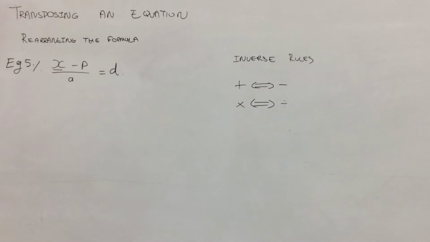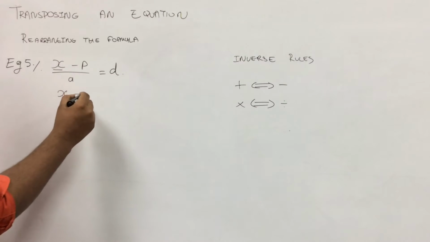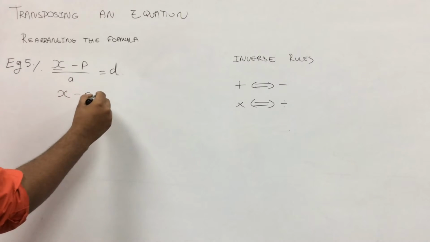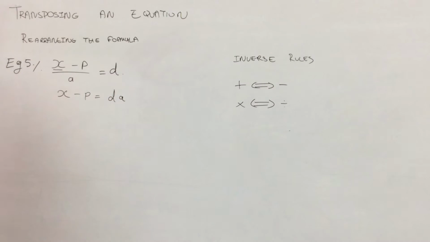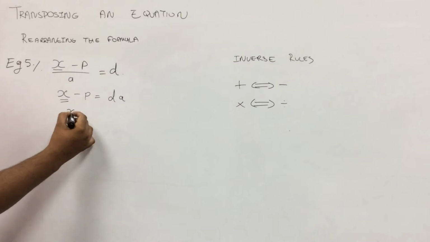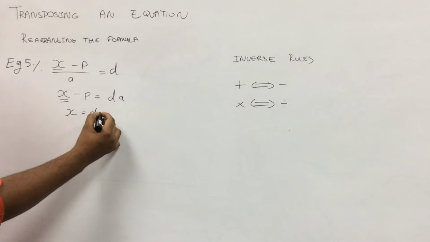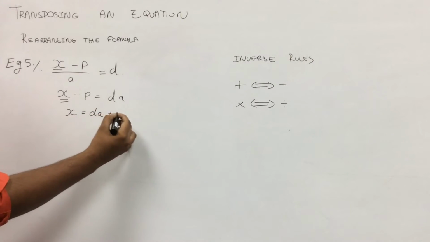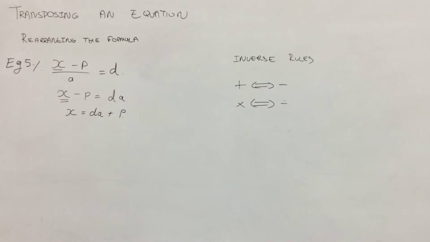x minus p over a is equal to d. We want to make x the subject of the formula, so we take the divide by a on the left hand side, carry it across the equal sign, so we multiply by a. We still have x on this side, so we take the minus p from the left hand side, carry it across the equal sign, so you get plus p. Therefore, the equation reads x is equal to da plus p.